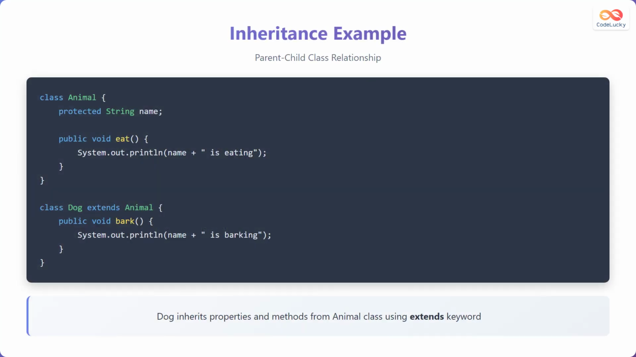Here's a practical example of inheritance in action. The animal class serves as the parent or base class with a protected name field and a public eat method. The protected access modifier allows subclasses to access the name field directly.